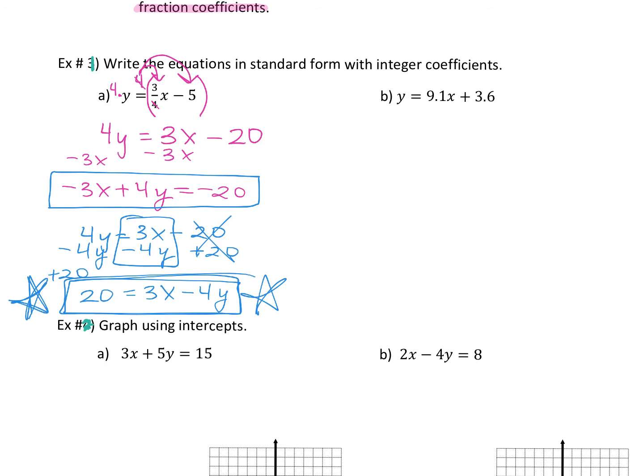Yes, you can move the 20 to the back end if you like: 3x minus 4y equals 20. That's fine too. It's just that here are 2 negatives, and this one only has 1 negative. It's more preferred to have fewer negatives. Any questions on that?